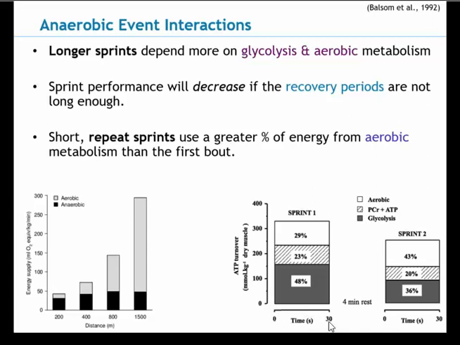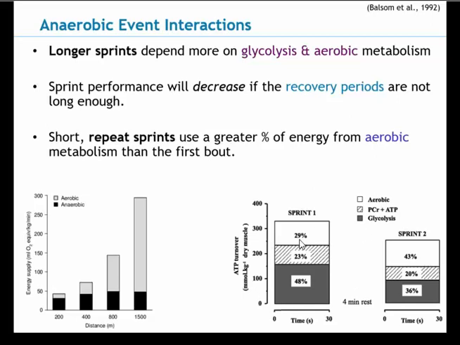So we have a 30-second sprint. The first sprint we did, if you look here, we've got a lot of glycolysis going on, about 50% glycolysis. And then we have ATP creatine phosphate and aerobic at the top. We only had 4 minutes of rest, and then we did our second sprint. Look how much the aerobic metabolism changes. So now the aerobic is the primary contributor, even though the sprint is still 30 seconds. It's because we're doing repeat sprints back to back. We're going to use more aerobic than we did on the first bout.